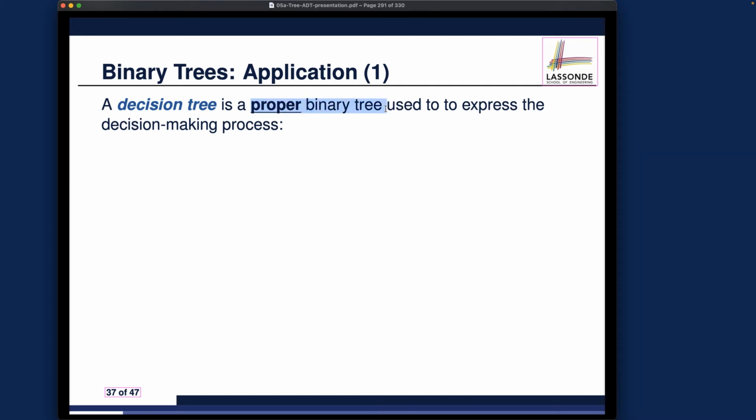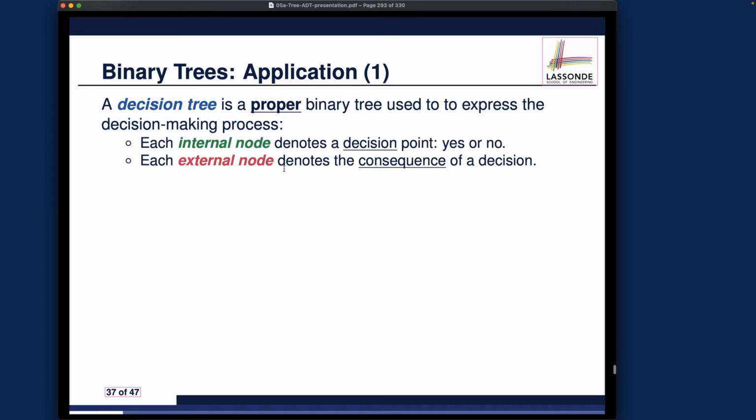Now you can see why I needed to talk about the terminology of what a proper binary tree is before I talk about this application, right? And don't forget about the property that we proved about a proper binary tree. So this will be the tree used to express the decision-making process. And it's quite straightforward. Basically, the internal nodes and the external nodes have different representations for reality. One is about the decision point, and the other one is about the consequence of making the decision.